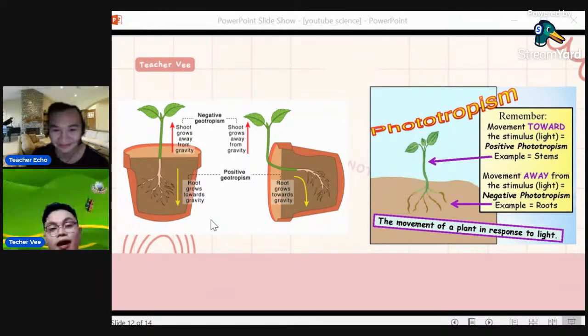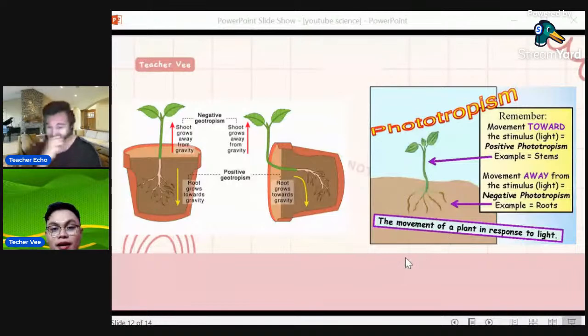Kapag po naman negative geotropism, shoots grow away from the gravity, or the stem. Okay, that's negative geotropism. Okay, next po tayo.